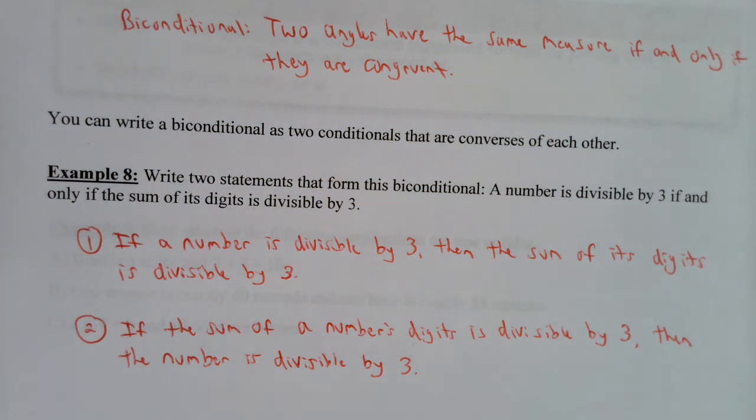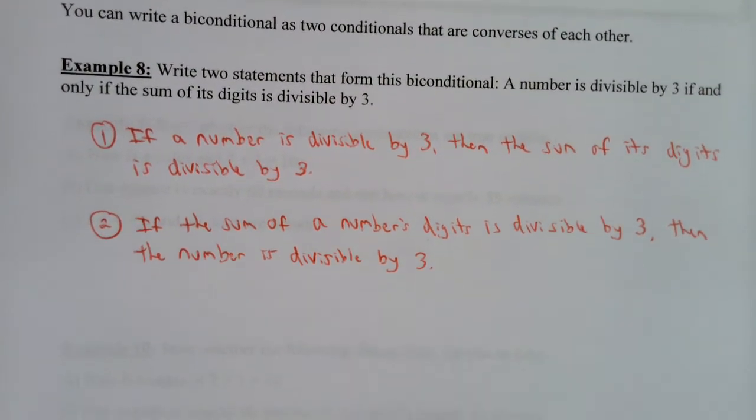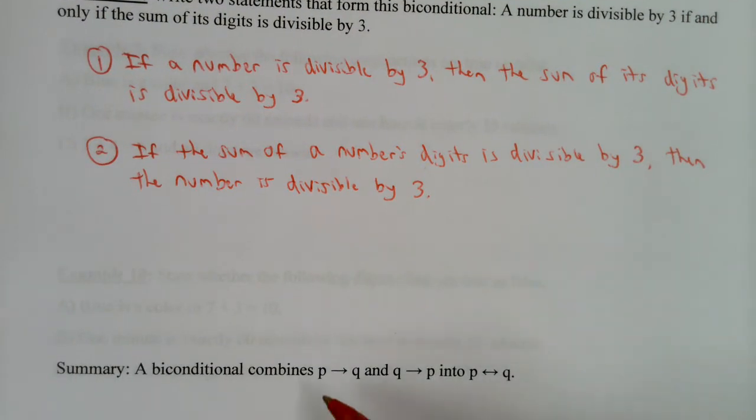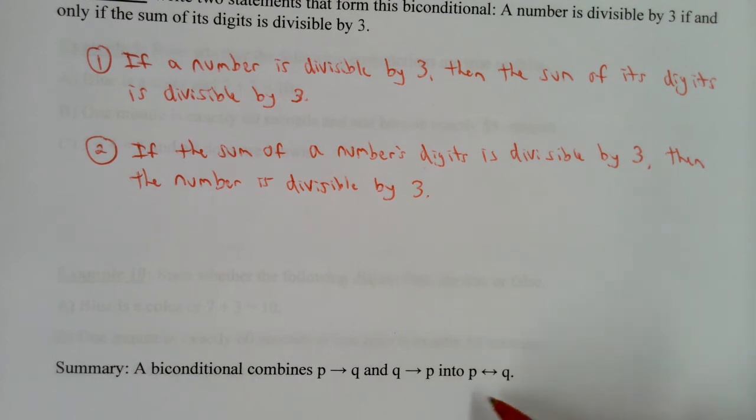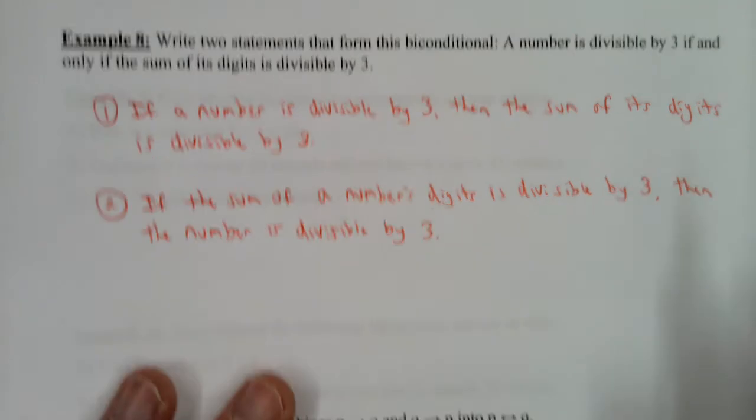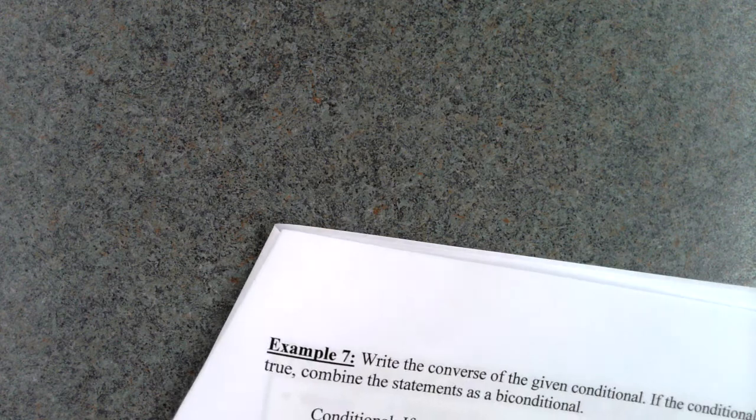On the previous page, I was using those letters P and Q for these. A biconditional combines P implies Q and Q implies P into one statement. Okay, the last page. It's a pretty long lesson. There's not much math involved, just writing.